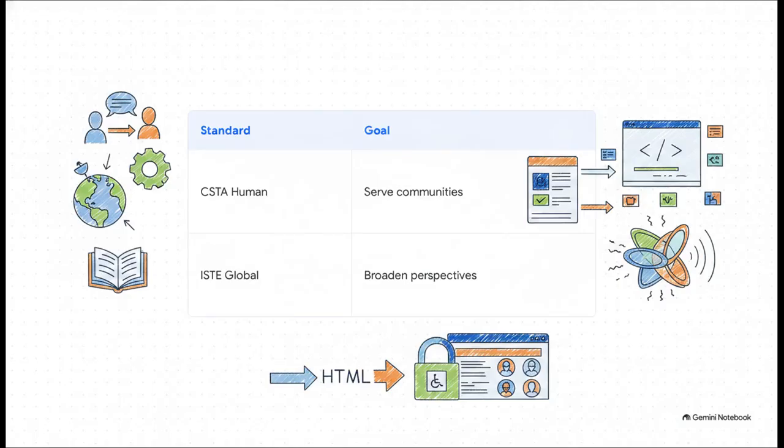And this perfectly maps out how these professional standards connect directly to our HTML code. We have standards like CSTA Human-Centered Design and the ISTE Global Collaborator Standard. Their core goals? To write code that serves diverse communities and to use digital tools to broaden perspectives. So hitting these standards means you have to use accessible, structurally sound HTML. That is how you become a truly inclusive digital creator.